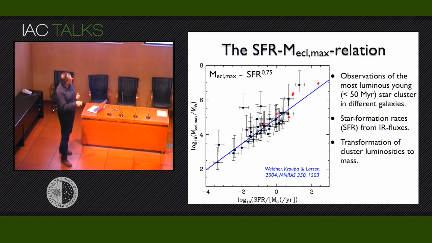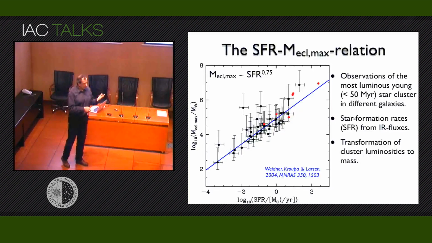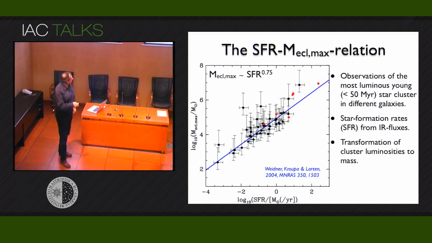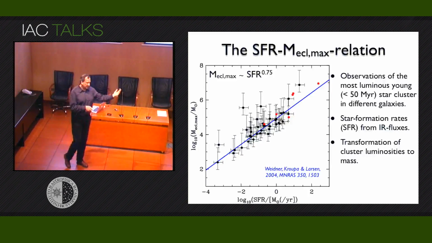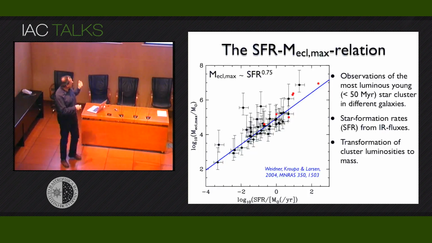And he used star formation rates from infrared fluxes, and we transformed the luminosities of his most luminous young star clusters into masses. And at this age, the most luminous star cluster in a galaxy is also the most massive one. And yes, you can see the mass of the most massive star cluster scales very clearly with the star formation rate. So if you have a high star formation rate, you have a cluster mass function which is populated up to a certain point, which is set by the star formation rate.